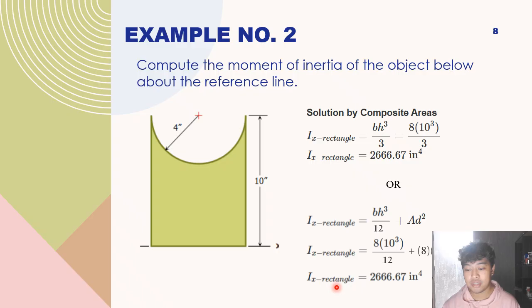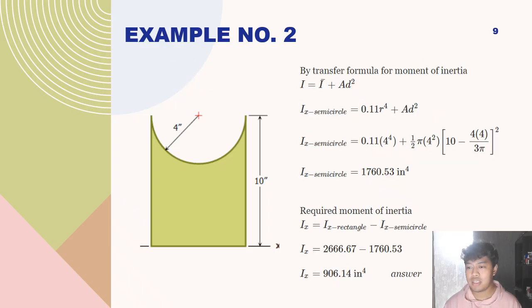So Ix is going to be 2,666.67 inches to the power of 4. So that is our moment of inertia for the rectangle. We still have to continue with the moment of inertia for our semicircle.